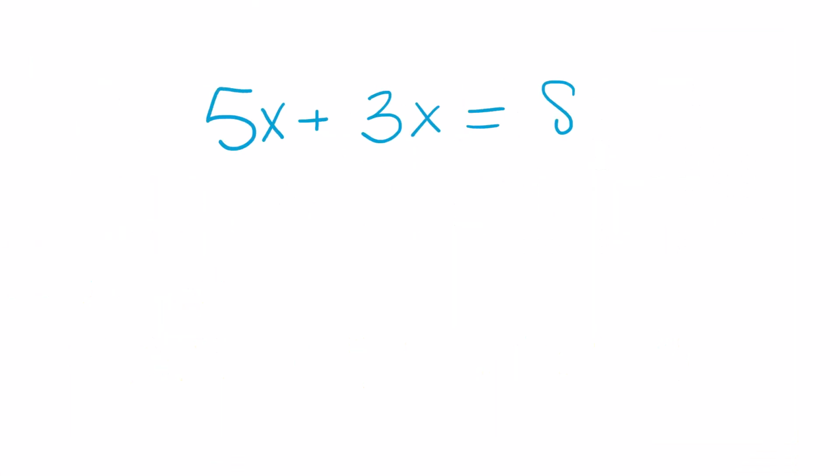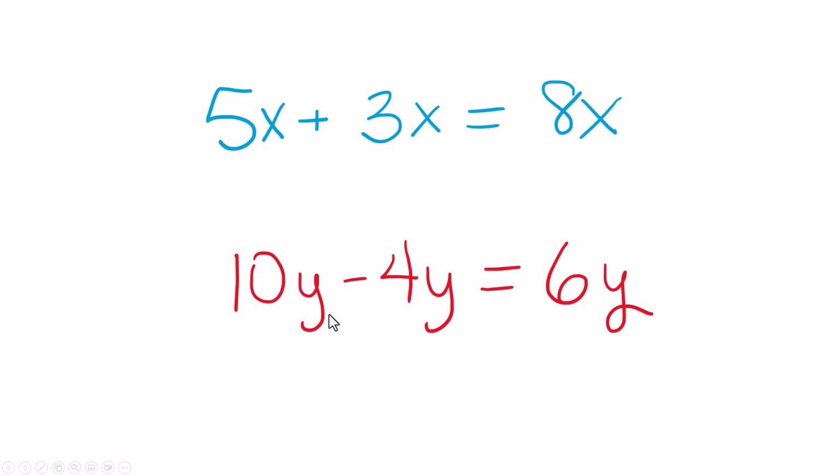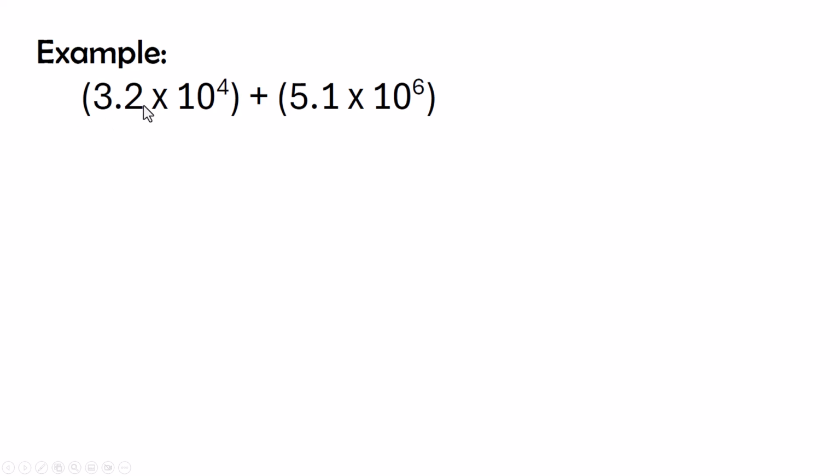Okay, so you got to use the idea that when you add things that have the same variable, they're called like terms, and you can add them together. So 5x plus 3x equals 8x, 10y minus 4y equals 6y. And we can get away with all that because these things are all like terms. Scientific notation has terms too. It is these powers of 10.